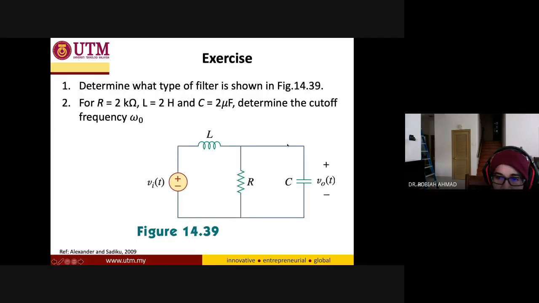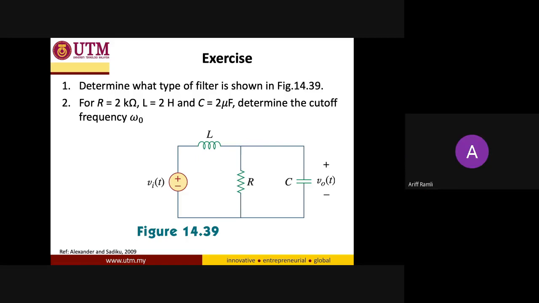You've been doing this for your circuit theory class, right? How do you get this? You have to do the parallel and then the series, right? Am I right? Class? Yeah. Okay, so do that.